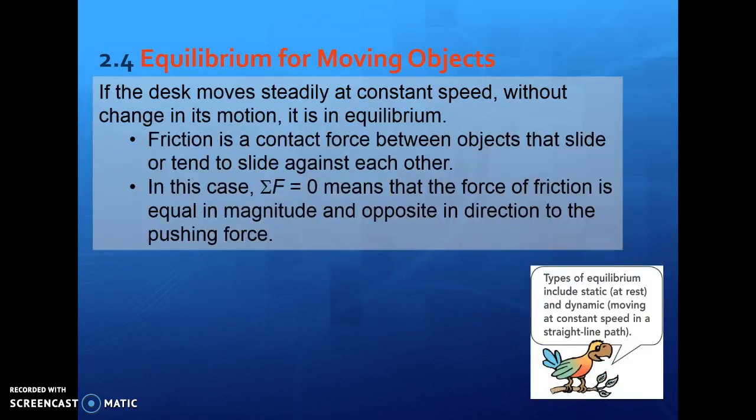Okay, the desk moves steadily. Again, frictional force is a contact force between objects that slide. So this would be a good thing to write over here. Friction. Darn it. It won't let me write it. Friction. This should be one of your terms for sure. Again, you should have static and dynamic. Static, dynamic, friction. Those are all major definitions you can include in your key terms as well.